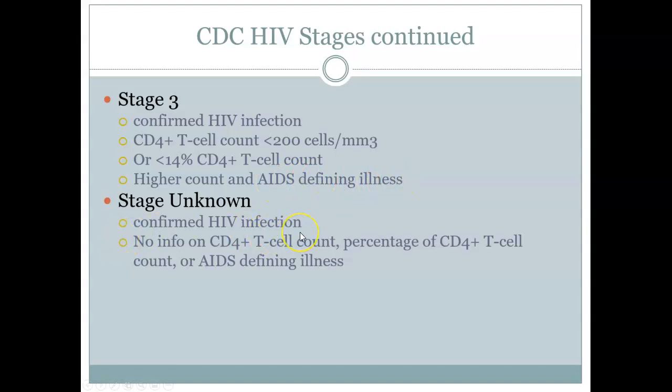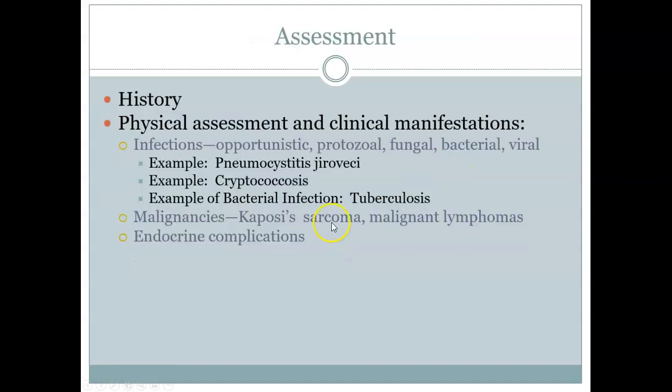And the stage unknown is when someone has a confirmed HIV infection and we don't have any info on their CD4 T cell count or percentage or an illness. So if we're unable to stage, then we say stage unknown until we can. So our assessment for a patient who has HIV, we go off their history.